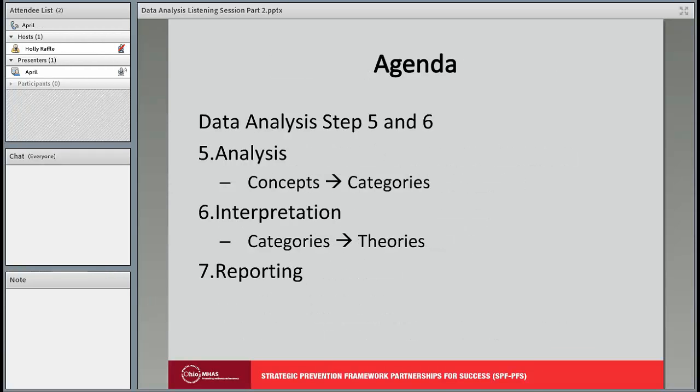Today, what we're going to cover are data analysis steps 5 and 6 to get you ready for the reporting stage. So we're going to move from taking basic categories and concepts in the analysis phase into interpretation, where we take those categories and come up with theories and themes that express the local context in our communities.